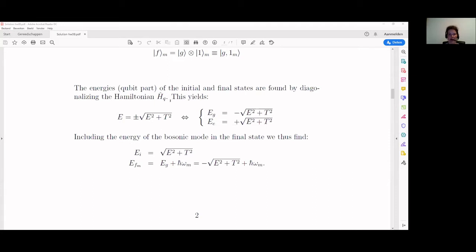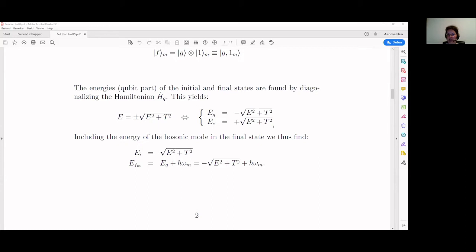And if all is well, you'll have found these eigenenergies, plus or minus the square root of E squared plus T squared, where T is the coupling energy of this qubit. So then the ground state has the lower energy, consisting of the minus sign, minus square root E squared plus T squared, and the excited state will have the plus sign, plus square root of E squared plus T squared. And this is only the qubit part.